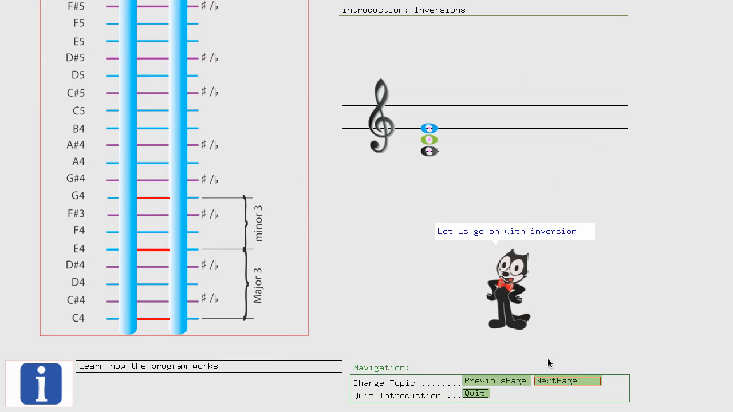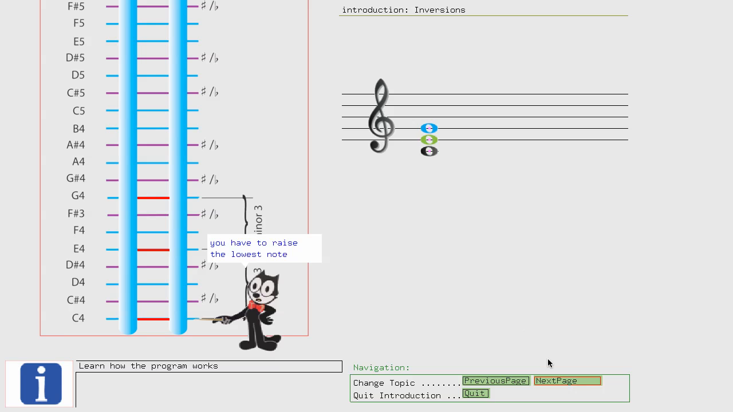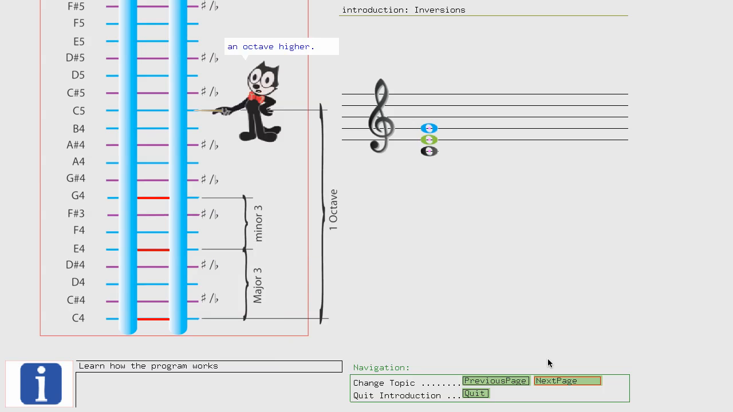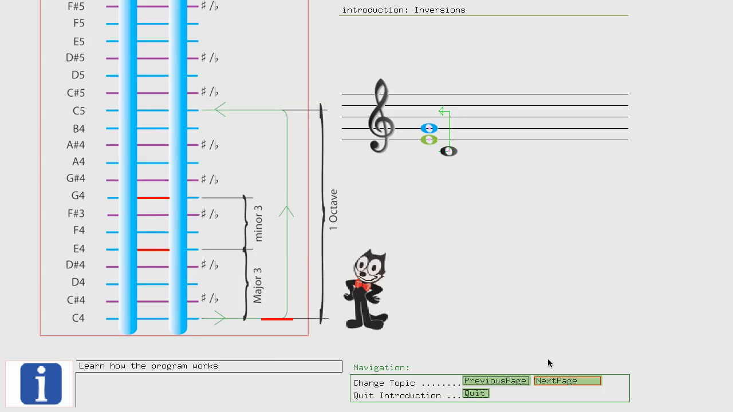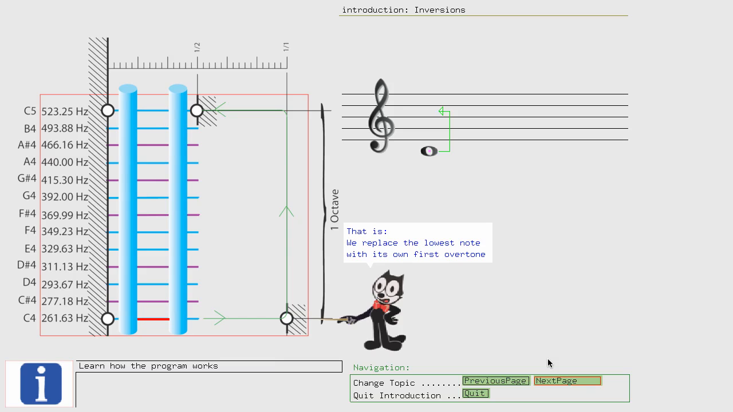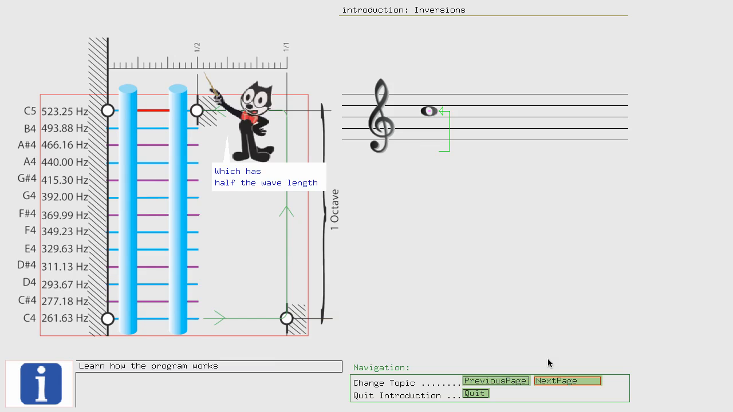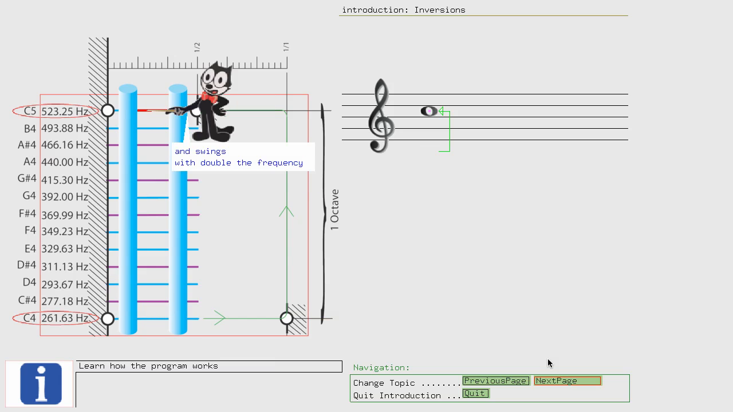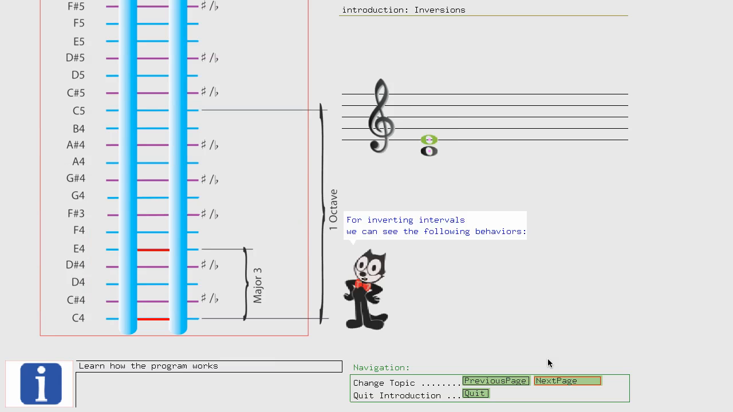Let us go on with inversion. To invert an interval or a chord, you have to raise the lowest note an octave higher. That is, we replace the lowest note with its own first overtone, which has half the wavelength and swings with double the frequency. For inverting intervals, we can see the following behaviors.